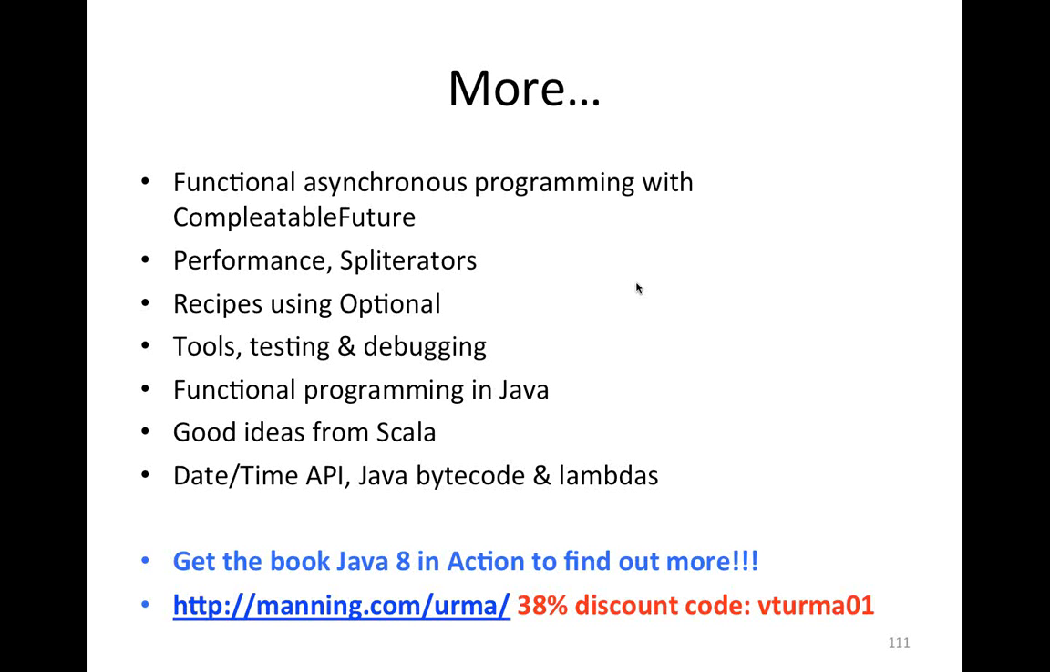There's more to performance. We've had iterators. We now have also spliterators, which describe how to iterate a collection in parallel. There's many recipes to make use of the Optional class. Testing, debugging, and tooling will be changed because we now have to deal with lambda expressions and streams. All those features let you embrace a little bit more functional programming in Java.